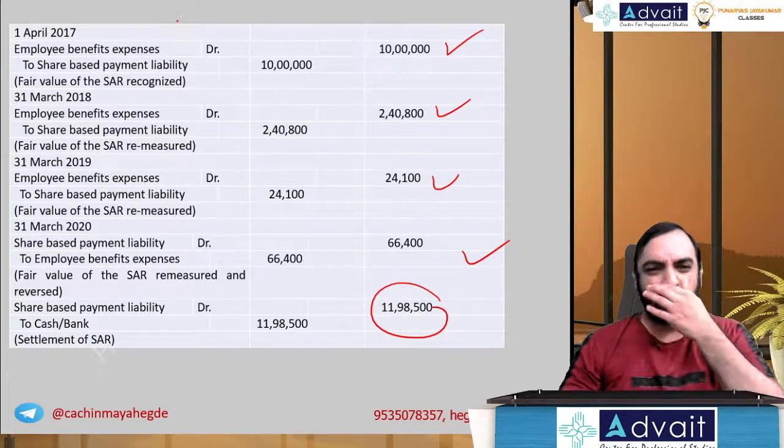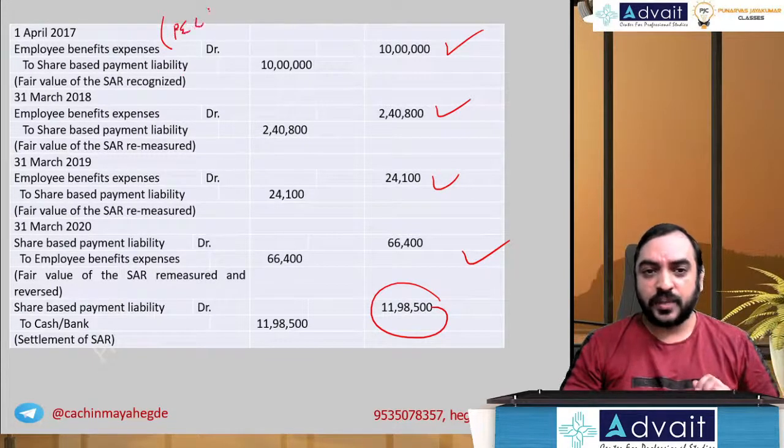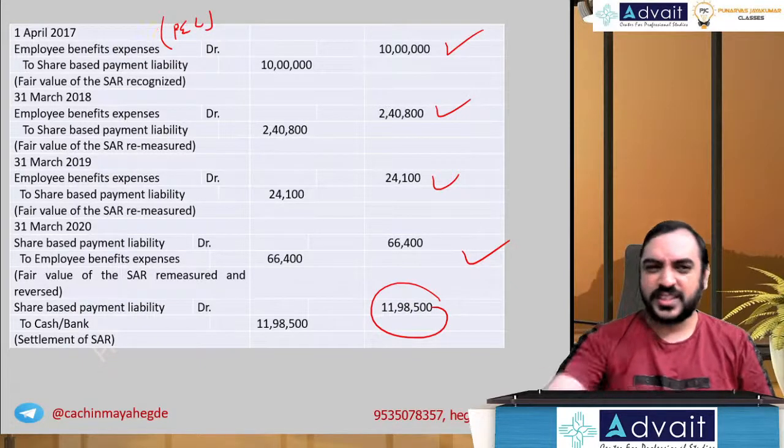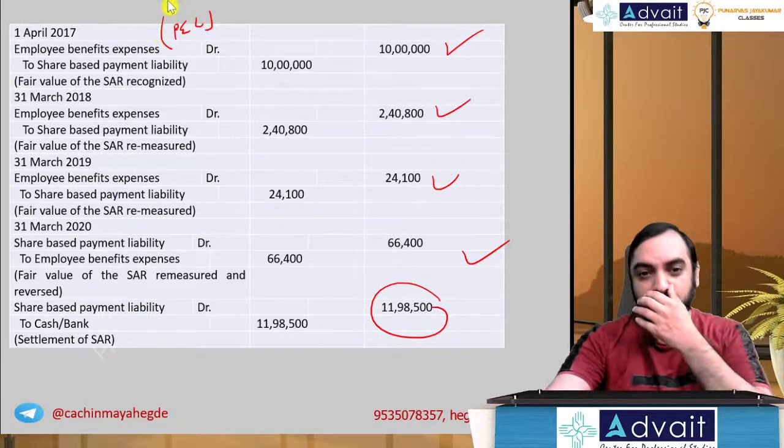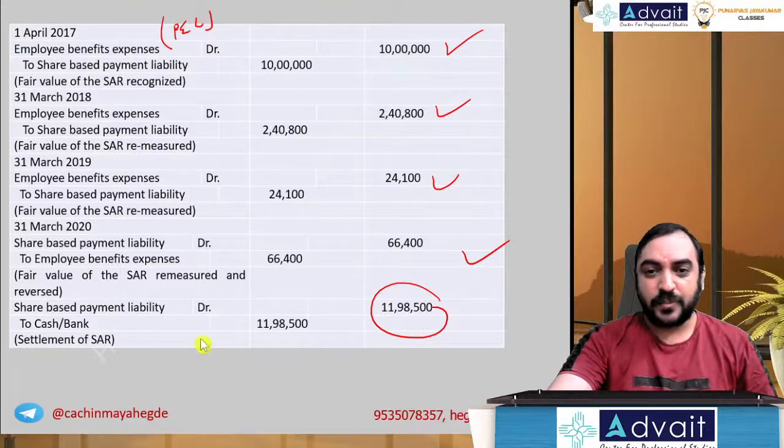From the exam point of view, it's okay. Or you can write within brackets P&L account. That much is sufficient. That's what even the Institute has told. So even this is, I think, a 5 marks question in the exam.